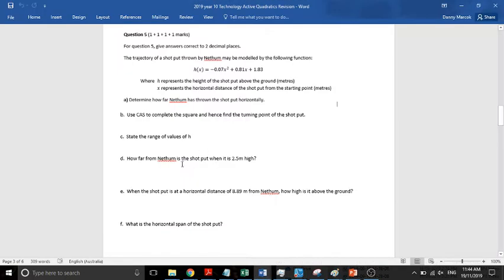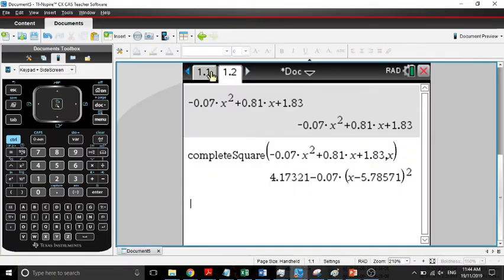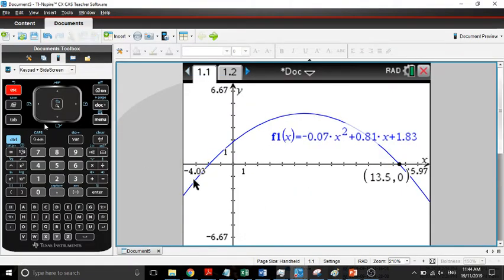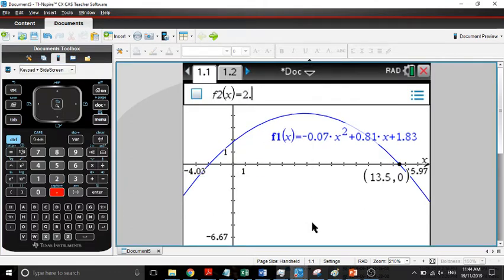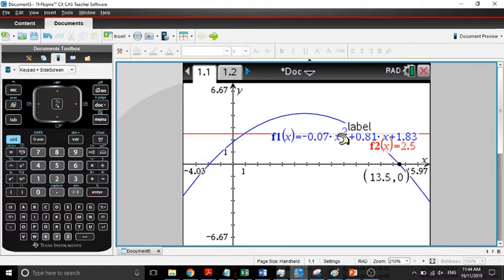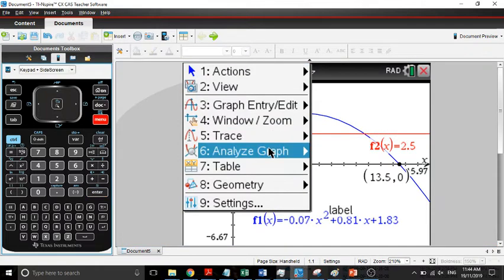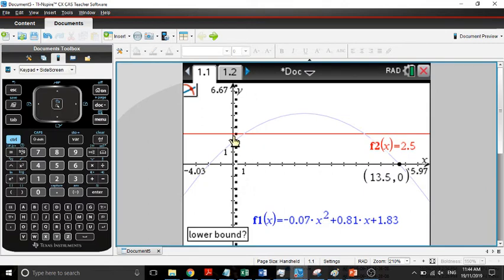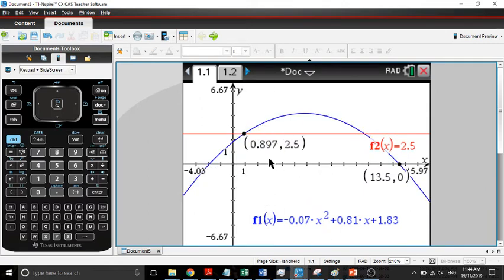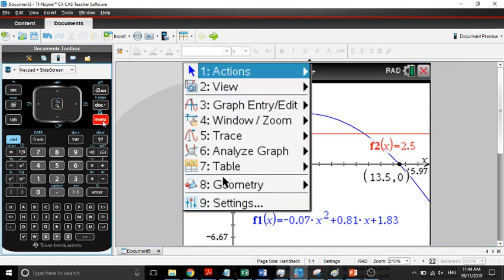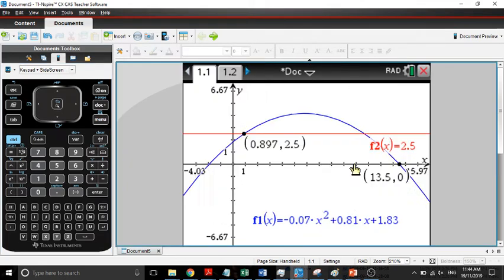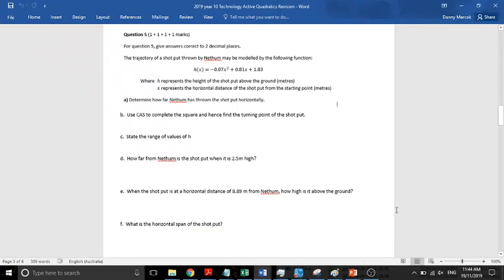Okay, on to the next one. How far from Nitham is the shot put when it's 2.5 meters high? Well, we can do it one of two ways. We can graph it and say where it's 2.5 meters high. So Tab, 2.5, and we'll look for our intersections. Menu, analyze, intersection. So 0.897, and analyze intersection, 10.7.